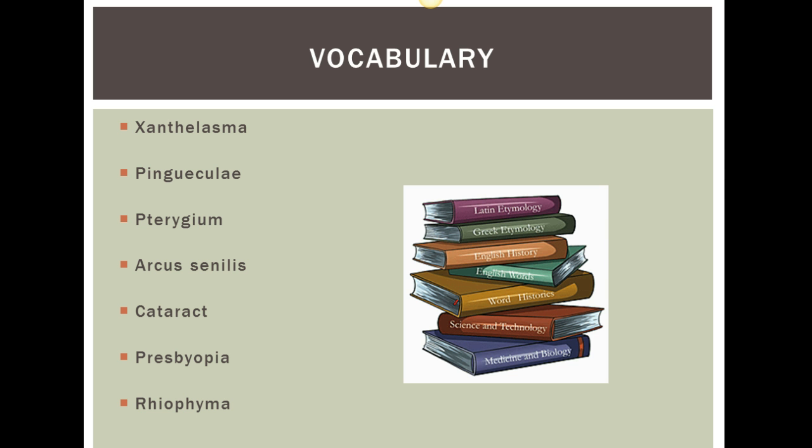We're going to look at some vocabulary specific to the geriatric assessment. Xanthelasma are soft yellow plaques on the lids. They are associated with high cholesterol. Pingueculae are yellow nodules on the conjunctiva due to sun exposure. Pterygium is opacity of the conjunctiva that can grow over the cornea and block vision. Arcus senilis, a gray or white ring around the iris due to lipid deposits. It does not affect vision.